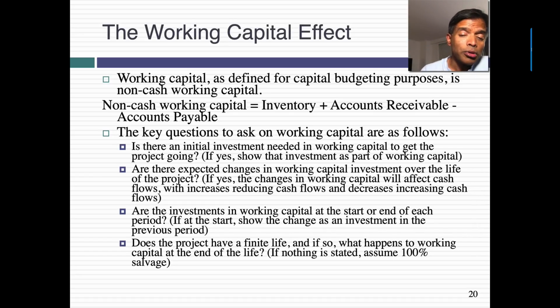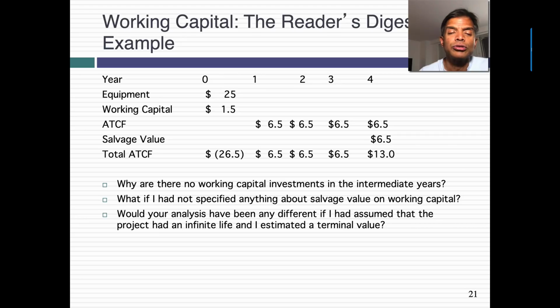And finally, if the project ends, you have a finite life project, don't leave your working capital hanging out there. You've got to tell me what you plan to do with that working capital. And most of the time, the easiest way to deal with working capital is salvage the entire amount. That way you don't have to deal with taxes or any other side issues.